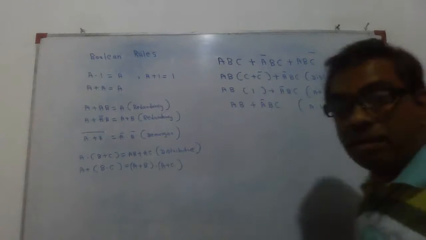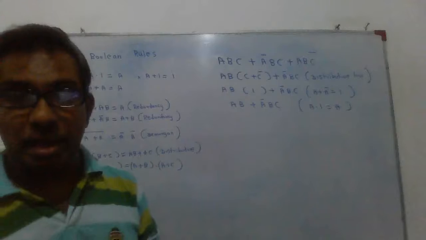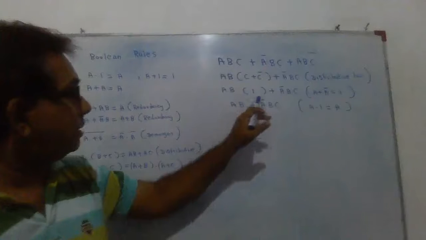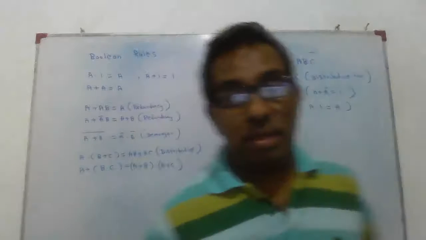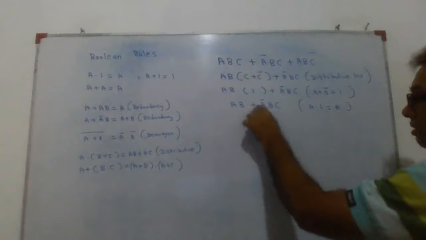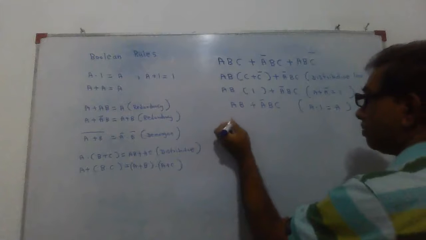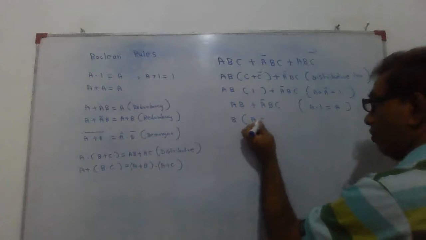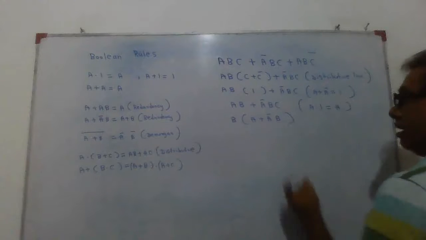Now, what is the way? We need to understand whether there are common terms. A is not common. B is common. A is not common, but B is common here. B and B can be seen here. B and B. C is not common. So what we do, we take B out. We take B, and then A, or A bar and B remains.